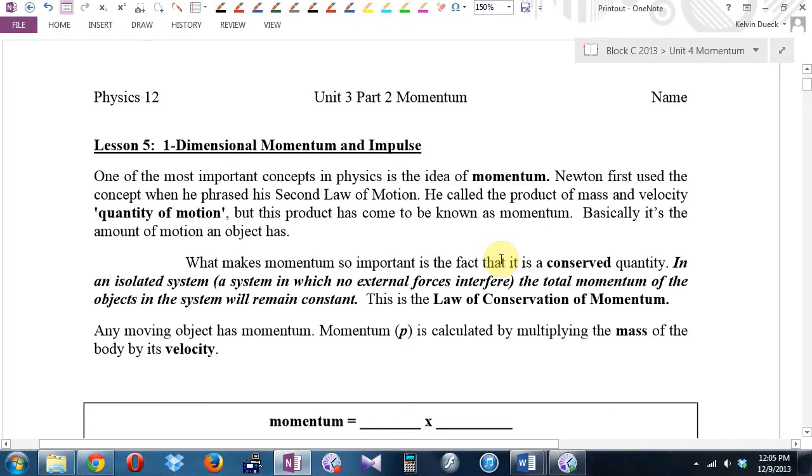Actually, what I've done is I've divided this unit into two chunks. I've broken it up into conservation of energy, that's going to be your test next class, and then conservation of momentum. They used to be assessed the same on the provincial exam.